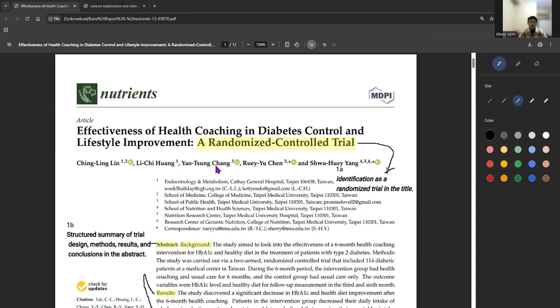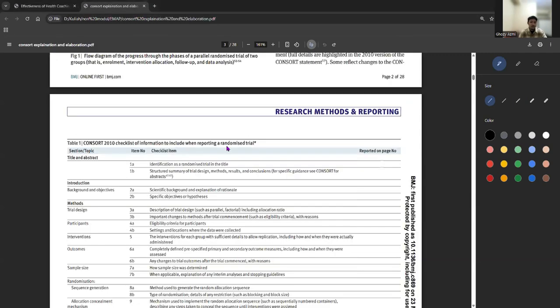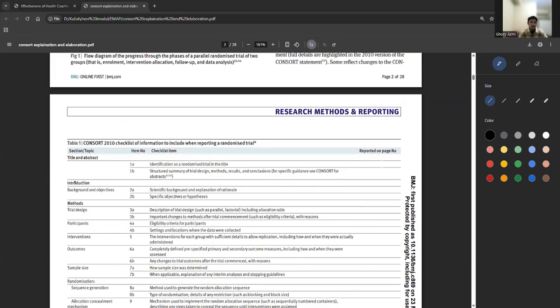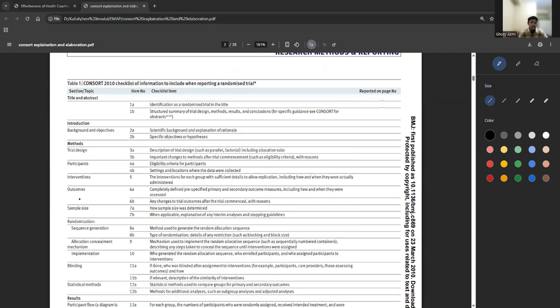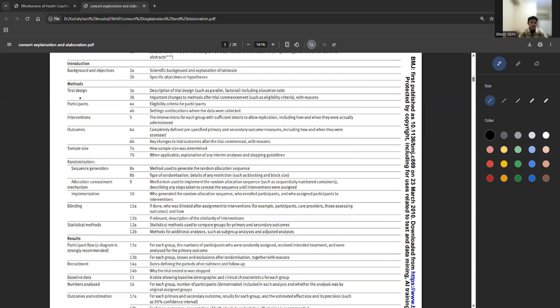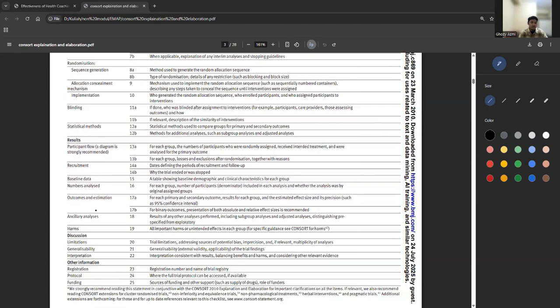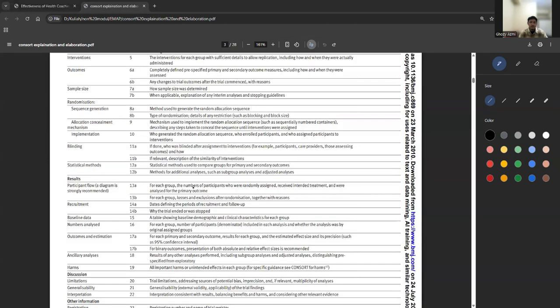Before we go through each part, let me explain the structure of this checklist. First, we can see section 1 is title and abstract, then introduction, methods, which is divided into parts, and then results, discussion, and other information.